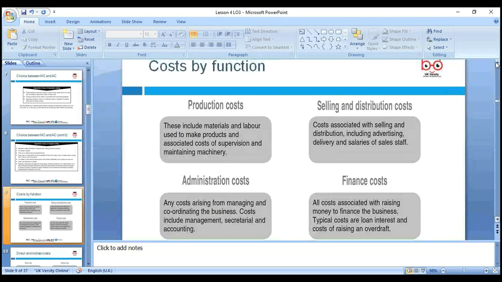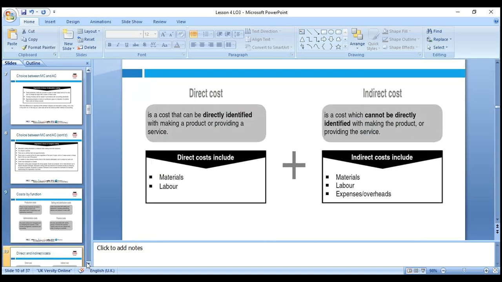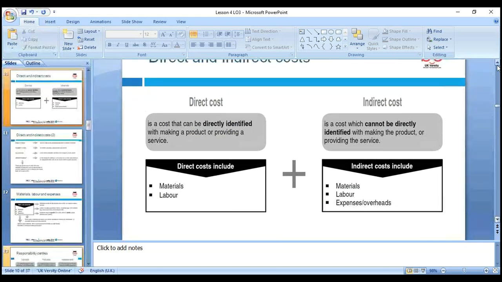Okay, so how can we allocate the cost? We can allocate the cost by function. The different departments in the organization are known as functional areas: production department, selling department, admin department, and finance department. We can allocate their cost according to the function, based on how much activity they do in each department.